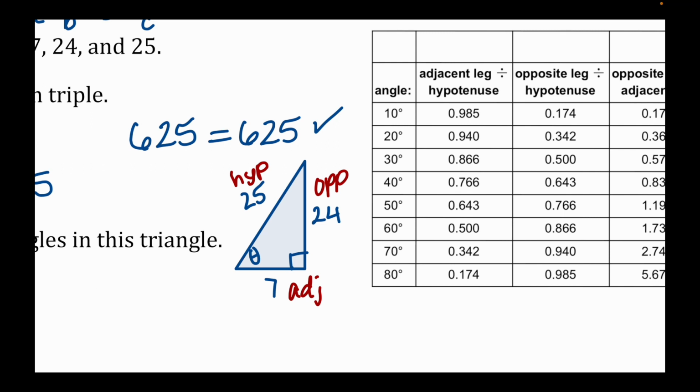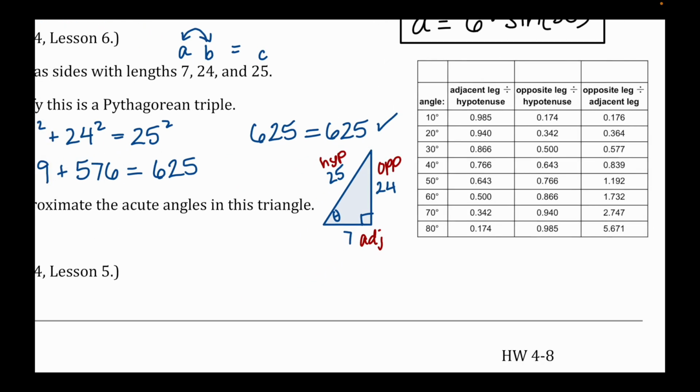So if we're looking at our adjacent over our hypotenuse, we are going to look at what is the value of 7 over 25. I'm going to plug that in a calculator. I actually don't need to round it because it does not go on forever. So this is 0.28. I was going to say round it to 3 digits, but it's a set number. So we're now going to look for 0.28 in this column.